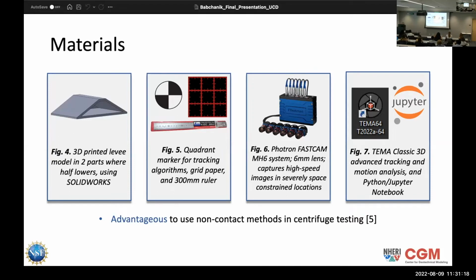Additionally, we had the Photron FastCam MH6 system. The M stands for monochrome, and the H is for the high speed, and then the 6 is how many cameras come with it. So for the 3D displacements, you technically only need 2 cameras looking at the same points that you're trying to track to get 3D. So that's what I used. I used only 2 cameras, especially since the levee that I had was pretty small. And of course, for diagrams and analyzing data, I used Jupyter Notebook.